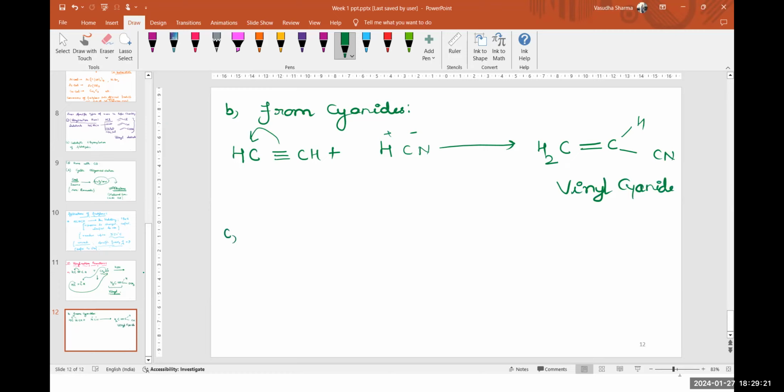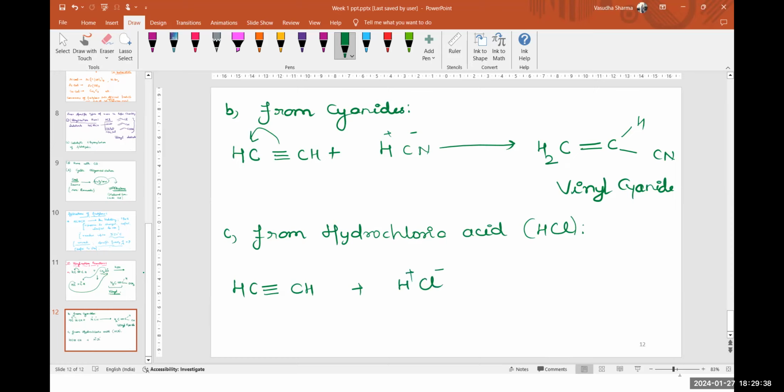A similar kind of observation we can see from hydrochloric acid, which is nothing but your HCl. So we have HC triple bond CH, with H positive and Cl negative. Again, this would be negative, this would be positive. And here we are in the presence of the catalyst. This is also in the presence of the catalyst. To speed up the reaction and to have a specific product, we use a catalyst system and it will form a vinyl chloride.